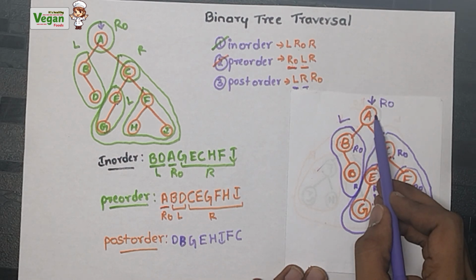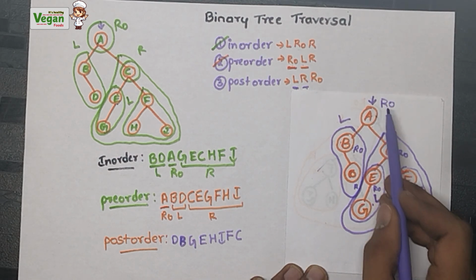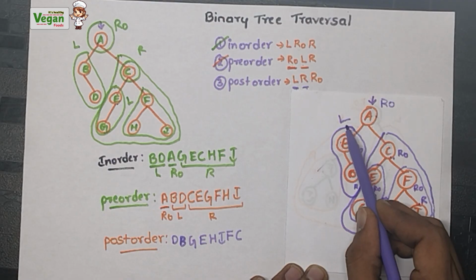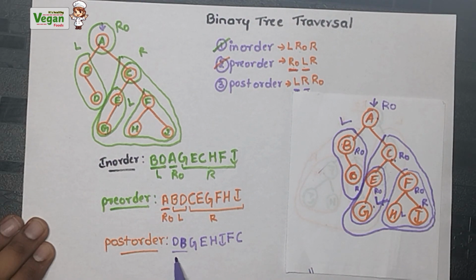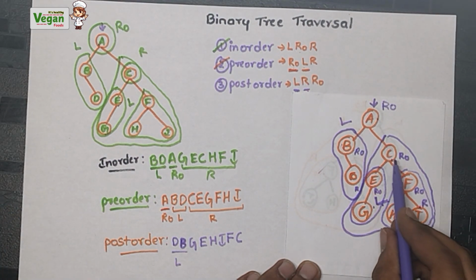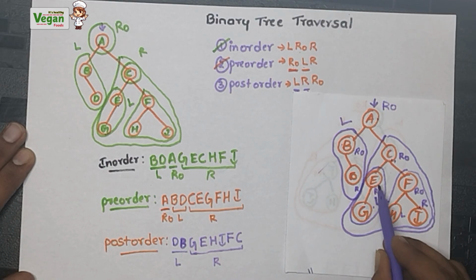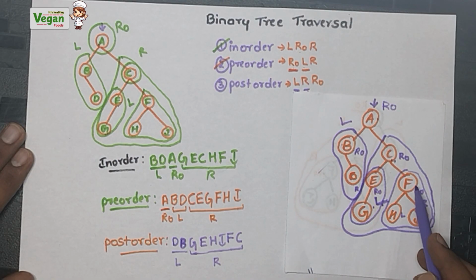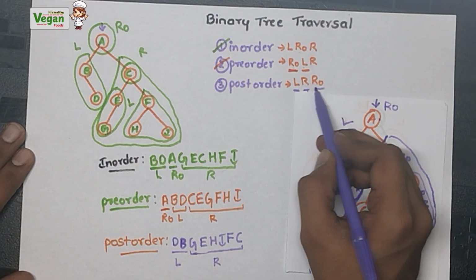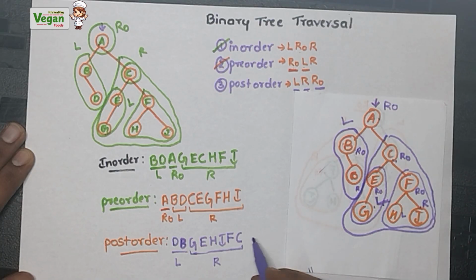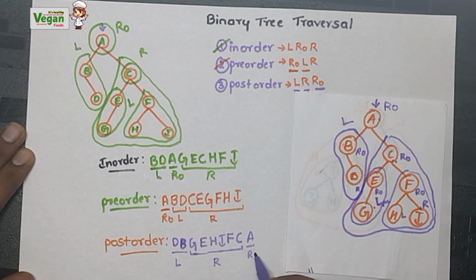Now for this A, that is the main root node, this whole will be considered as the left, that is B and D. B and D is the left. And this whole, that is G, E, H, I, F and C, this whole will be the right. G, E, H, I, F, C. This is all the right side. Next I must write the root. So what is the root value? A. So A is the root value.